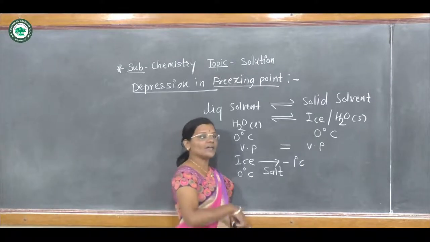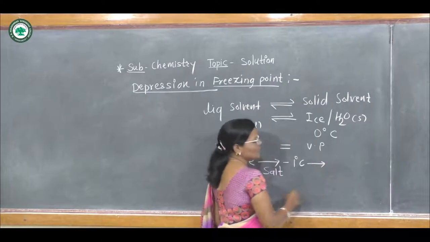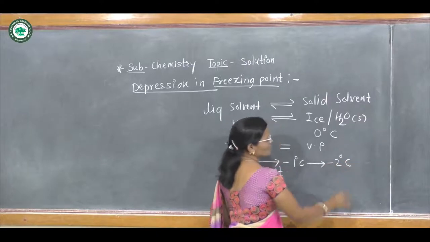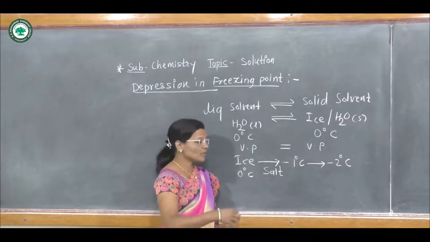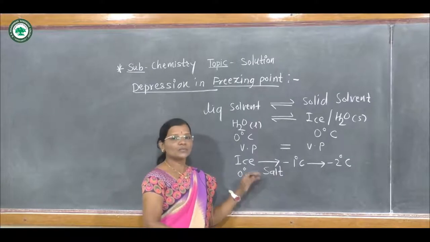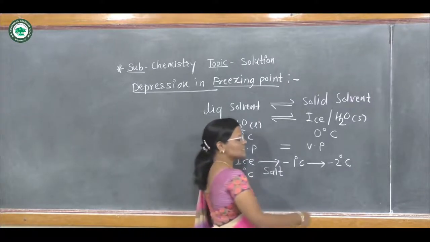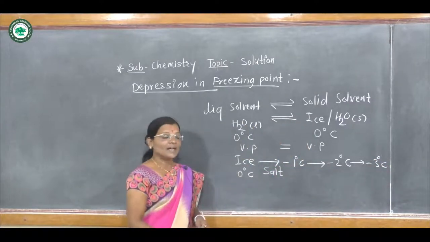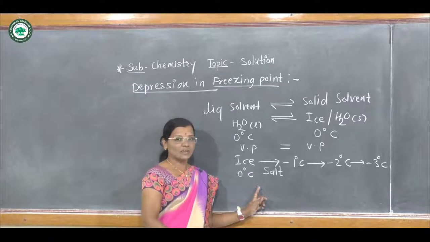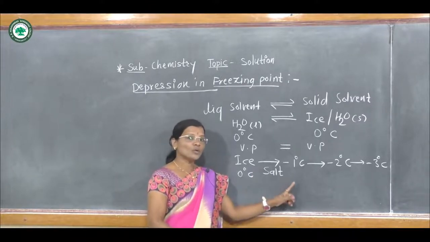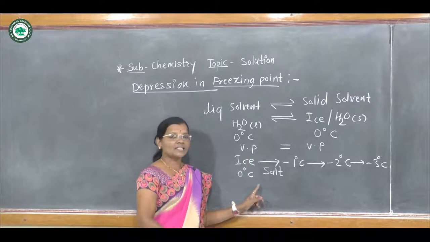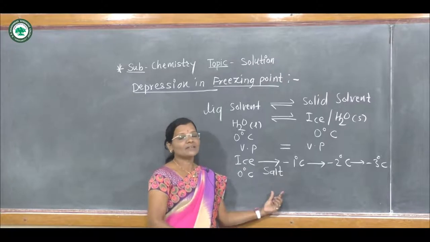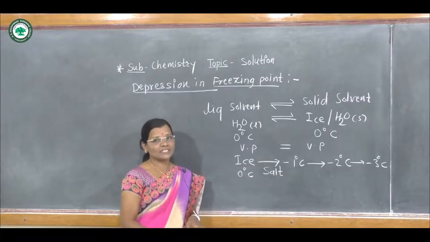If we again add some amount of the same salt to the same solution, a further decrease in temperature is observed, suppose minus 2 degree Celsius. If we go on adding the solute into the ice, a decrease in temperature is observed, and that is nothing but depression in freezing point. When a non-volatile solute is added into the ice, its temperature decreases, and that decrease in temperature is called the depression in freezing point.